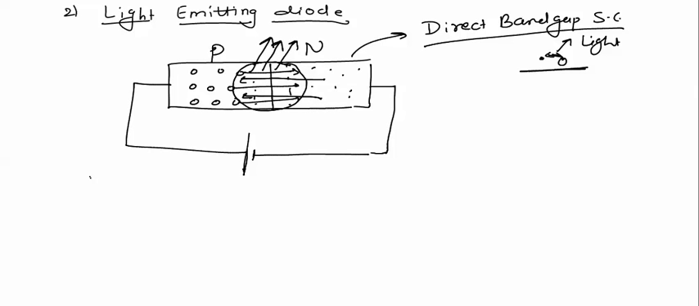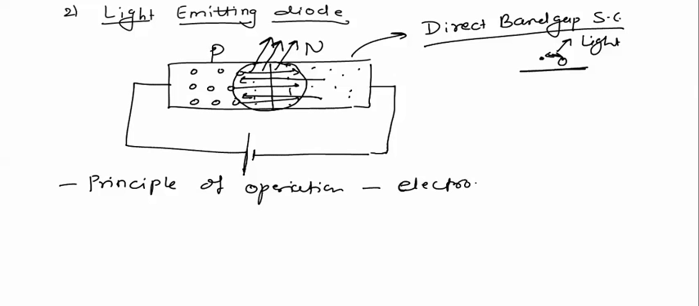So the principle of operation for this diode will be electroluminescence. Means we are getting illumination by supplying electrical energy. So this diode is illuminating when we supply a forward bias voltage to it.